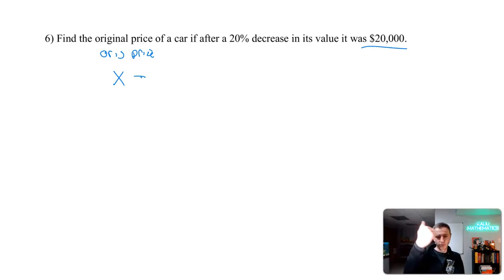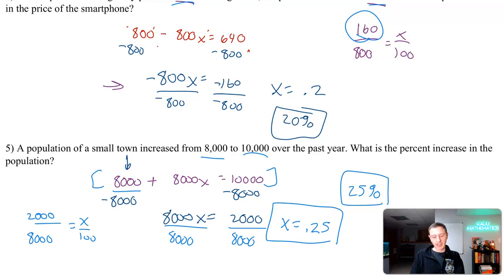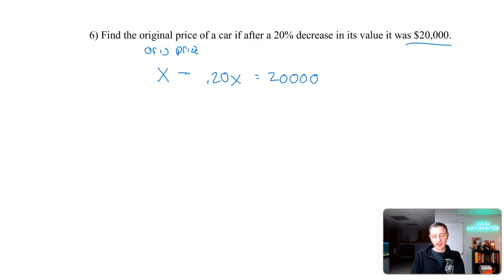So whatever it was, original price minus 20%. So my original price minus 20% of that original price, and it is now $20,000. So what we're trying to figure out is what is that original price? What is X? Same strategy as what we said here. If I have 8,000 people and I add on a certain percentage of that 8,000 people, I now get to 10,000. So if I'm at a price and I take off 20% of that price, I am now at 20,000. So we're doing 1x minus 0.2x. 1 minus 0.2 is 0.8x equals 20,000.